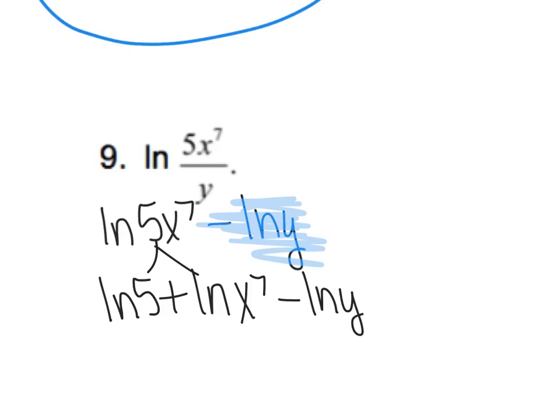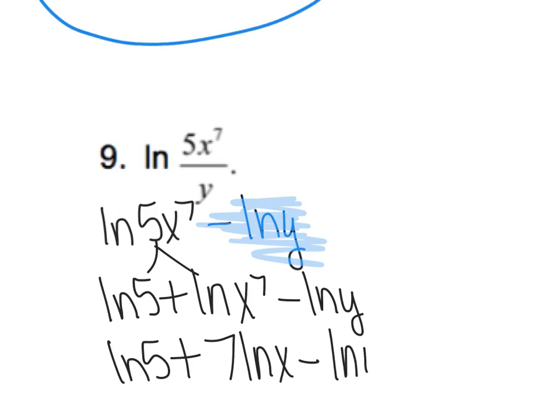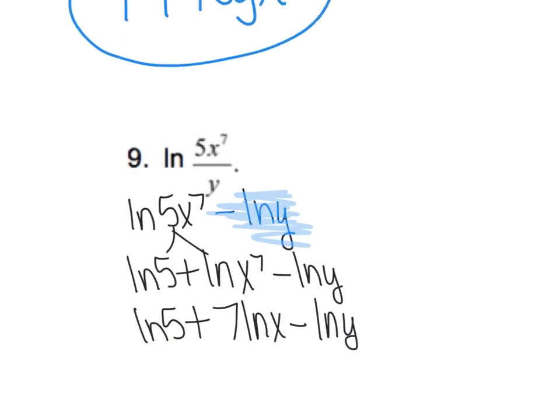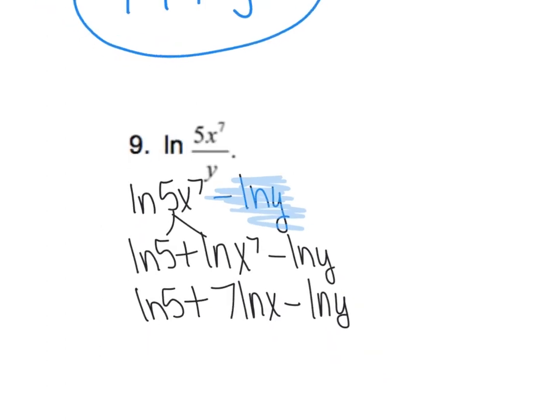Now our first term, the natural log of 5, is good. We don't need to change that anymore. The middle term, the natural log of x to the 7th, has an exponent, which means we need to move that exponent into the front of that term. So we'd have the natural log of 5 plus 7 times the natural log of x minus the natural log of y. And that is as simple as it can get. There's nothing more that we can break apart. There's no more exponents that we haven't dealt with.